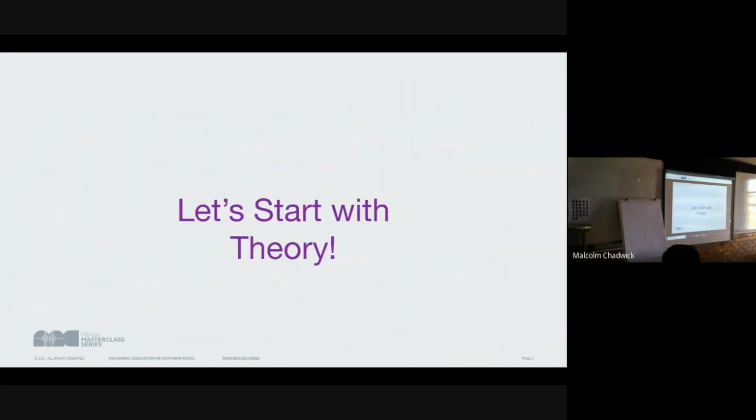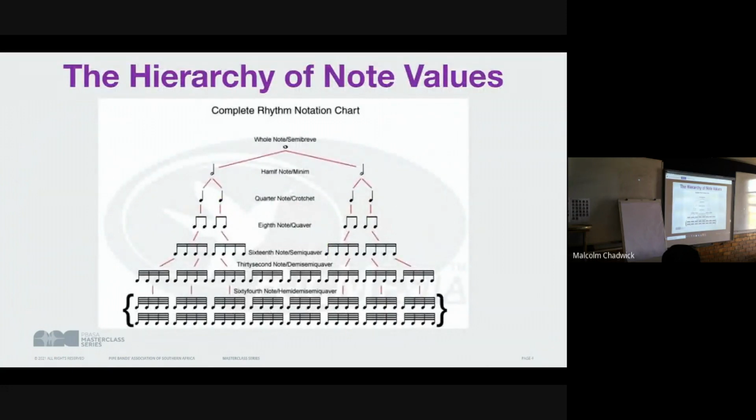Let's start with the theory. Here we have the hierarchy of note values. I know Josh introduced all the note values before, but I'll go over them quickly. At the top, we have the whole note or semibreve, and half of that we have the minim or half note, and half of that the crotchet or quarter note. Every time we keep dividing, we have the quaver, then the semiquaver, the demisemiquaver, and then the hemidemisemiquaver.